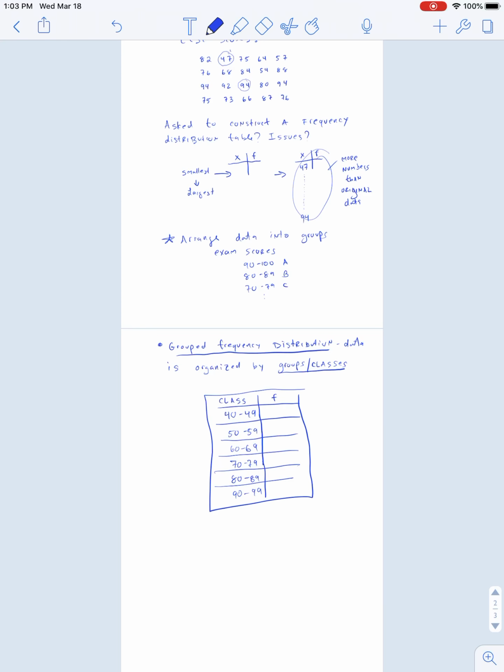40 through 49, I see 1 time. 50 through 59, we see 1, 2 times. 60 through 69, I see 1, 2, 3 times. 70 through 79, there's 1, 2, 3, 4, 5. 80 through 89 is 1, 2, 3, 4. 90 through 99, we see 1, 2, 3, 4 of them.